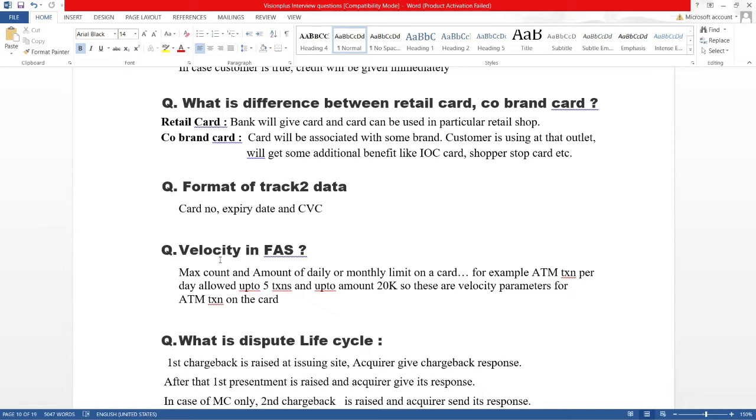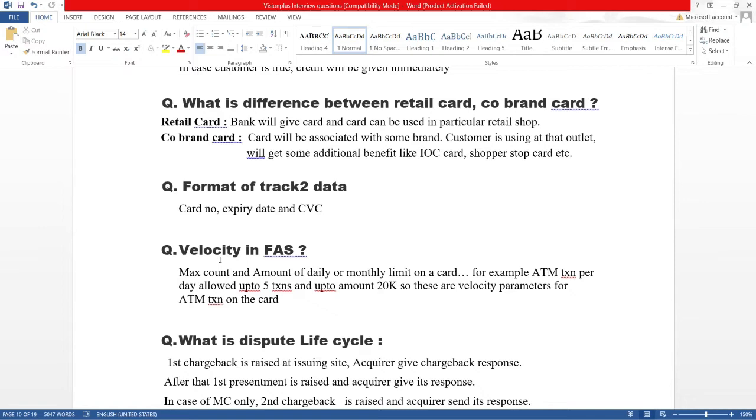Now, what is a co-brand card? The card will be associated with some brand. The customer using it at that outlet will get some additional benefit, like in terms of points or cashback. So, for example, ICICI gave you a card. This is my Petro card. If you are doing any petroleum transaction at HP or IOC, whatever it is, you'll get some cashback or some extra points, maybe like that. Apart from that, you can use your card at other outlets also.